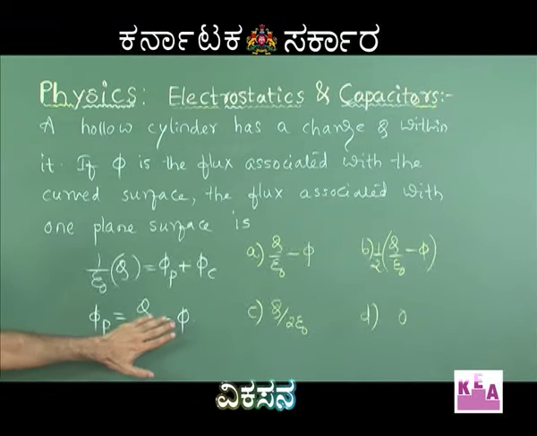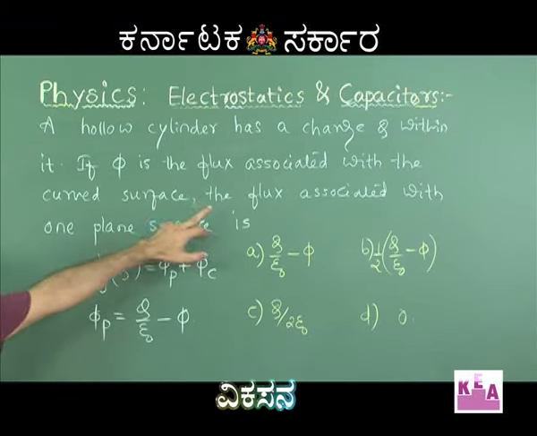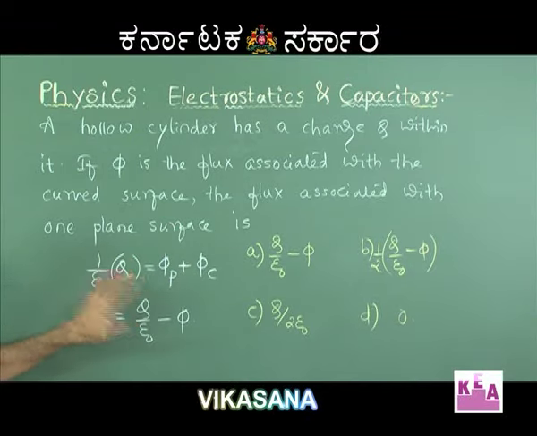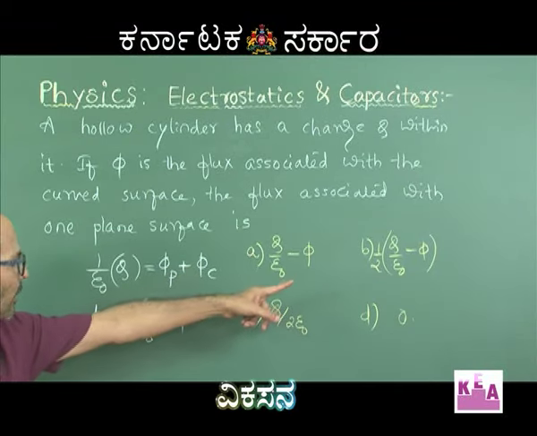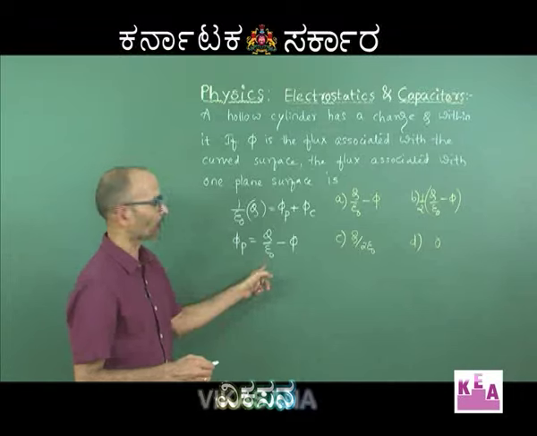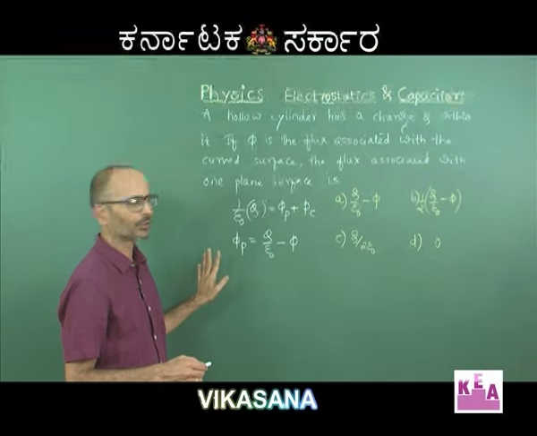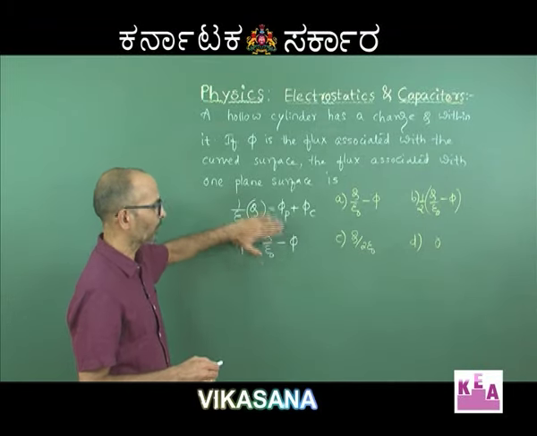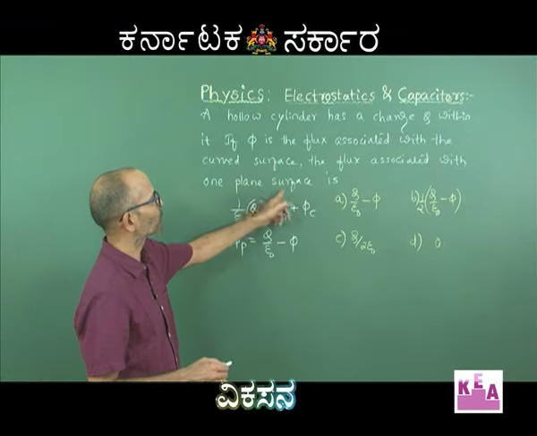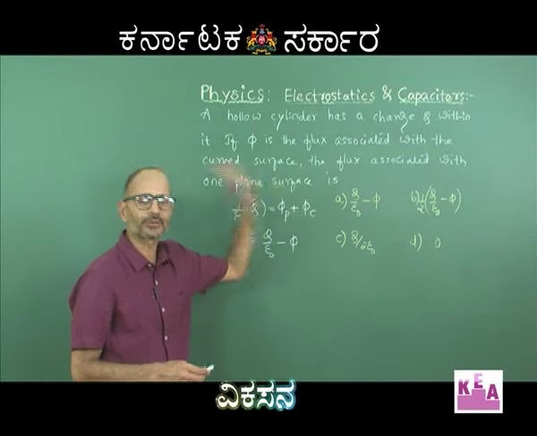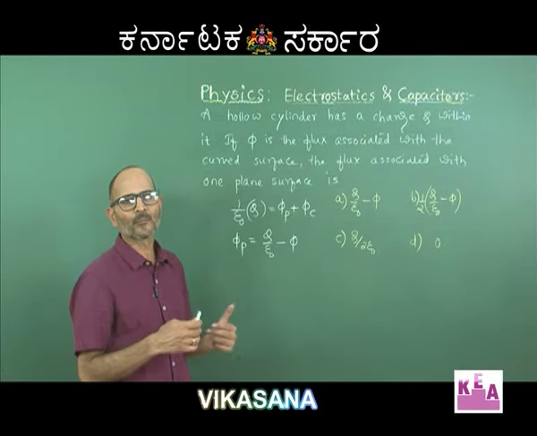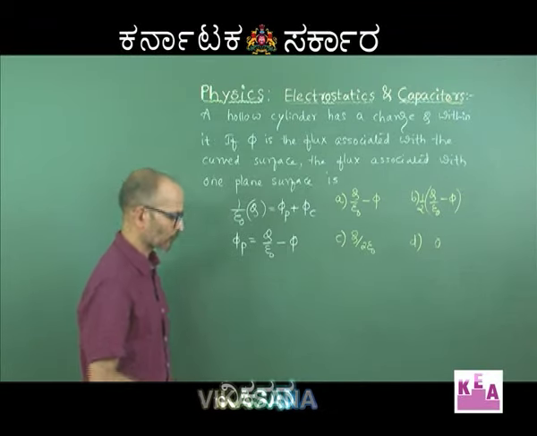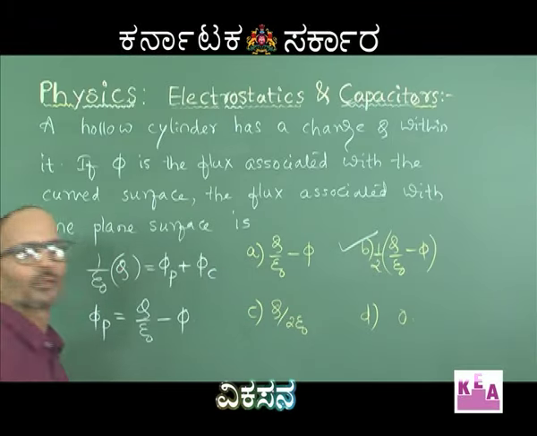So, this is the answer, provided you had asked me the flux coming out of both the plane surfaces taken together, but you are asking the flux coming out of one of the plane surfaces. Therefore, we can say it is q by epsilon naught minus phi, half of this. I hope you followed this. Right? This is the flux which comes out of both the plane surfaces taken together, and your question is about the flux which comes out of one of the plane surfaces. With an assumption that the flux coming out of both the plane surfaces is equally divided among the two surfaces, we can select B to be the correct option. I hope you understood this.